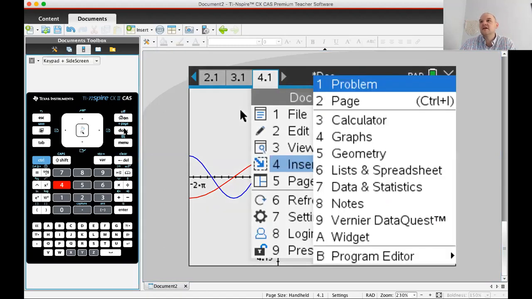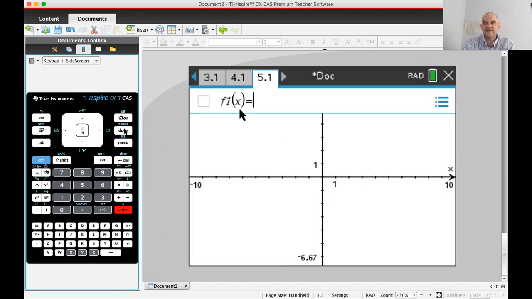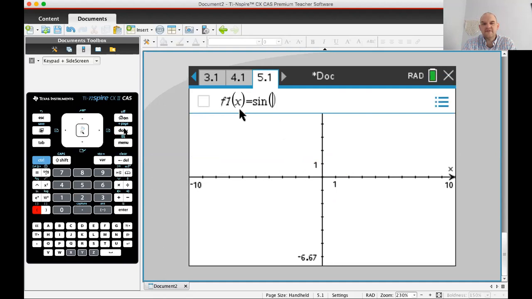Let's insert another one, another problem, another graph page. I want to do sine of x plus pi over 2, and I already know what this one's going to do. It should shift it pi over 2 units to the left, because remember, it always goes kind of the opposite of how you think it should be. If it's plus pi over 2, it's pi over 2 to the left.